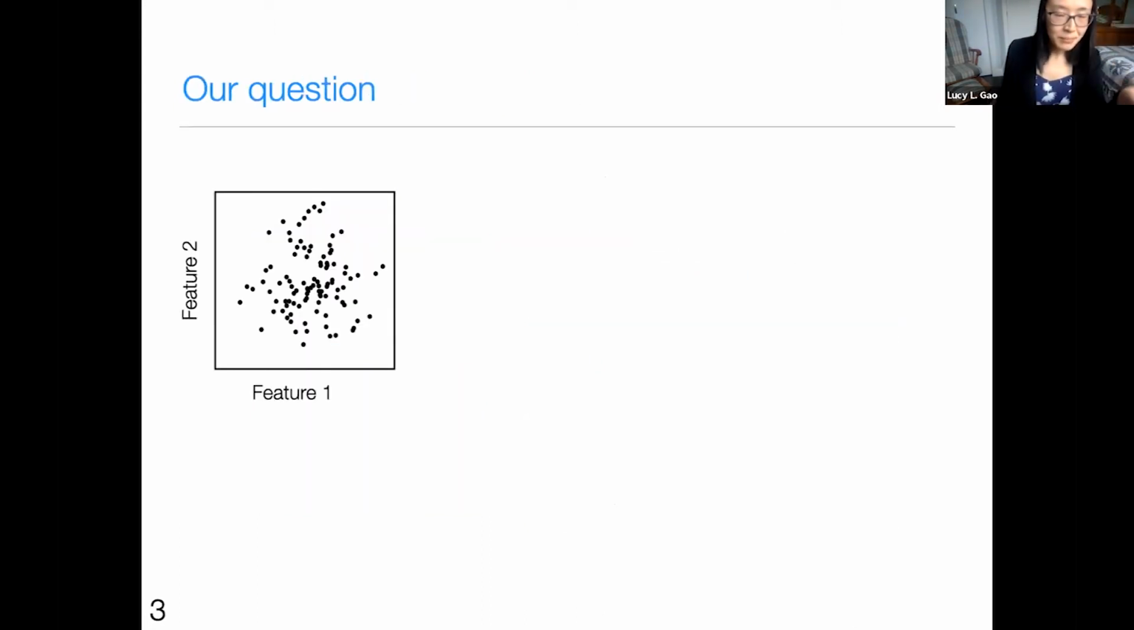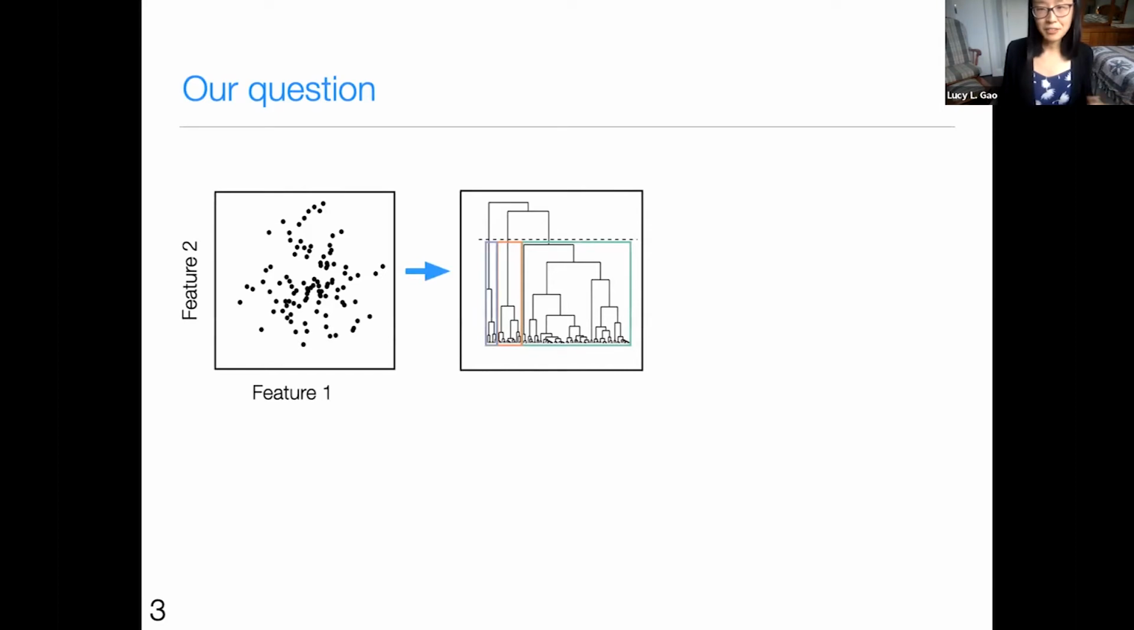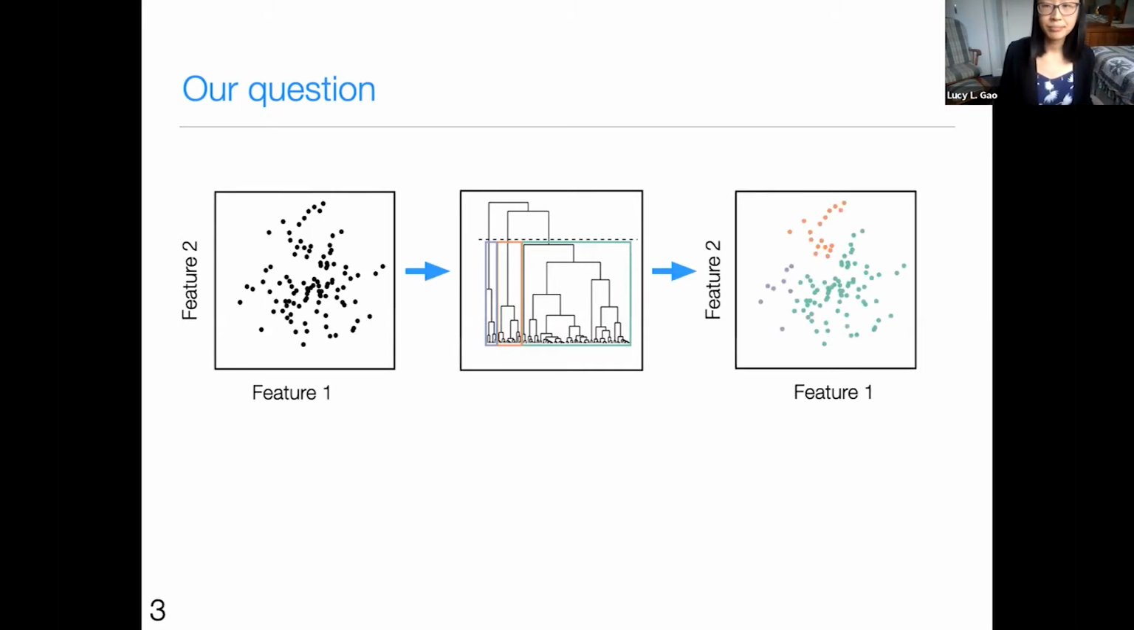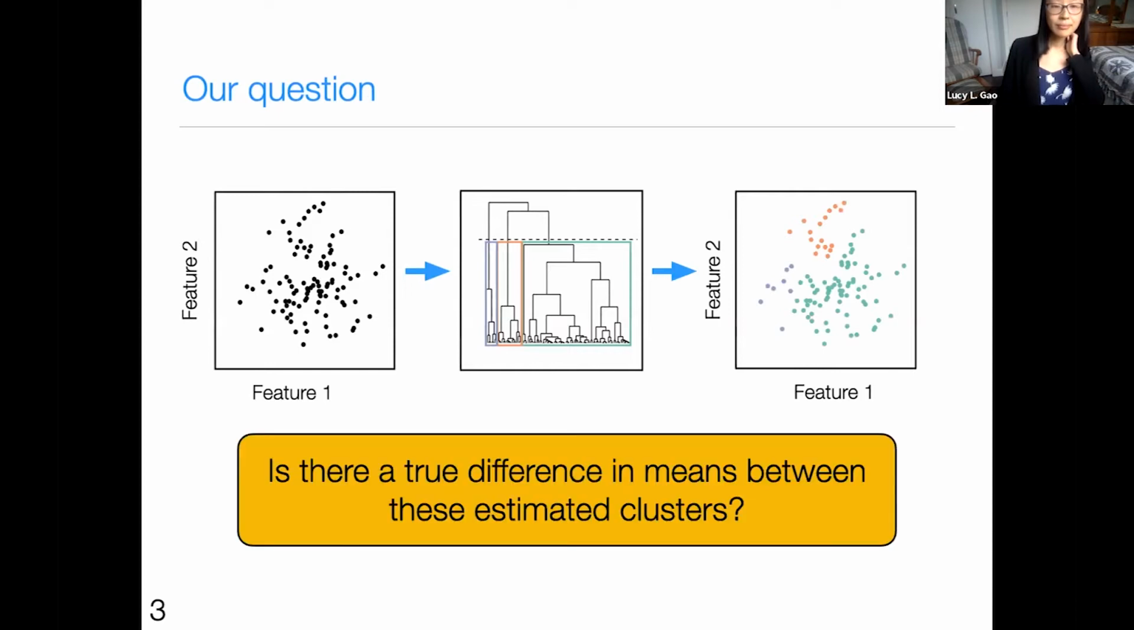So what is our task here? Let's say you give me a data set. I visualize it as 2 features, but of course you can think of this as the first 2 principal components or something like that. Given this data set, I want to cluster it using some clustering algorithm. Here I've chosen hierarchical clustering, and I've decided to cut the dendrogram at a particular level in order to get 3 clusters. Now I want to test for a difference in means between these 3 clusters.